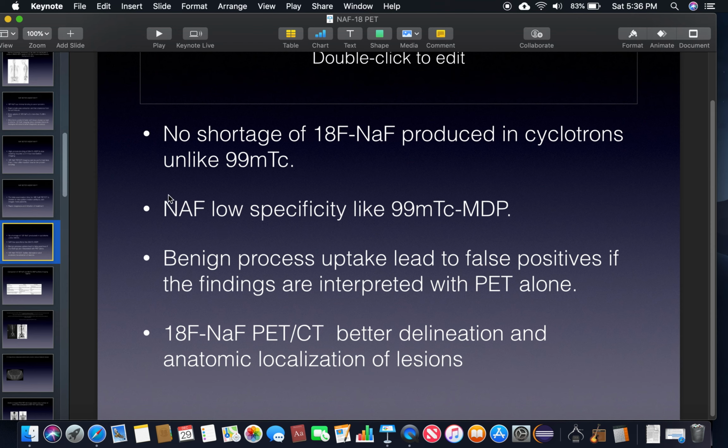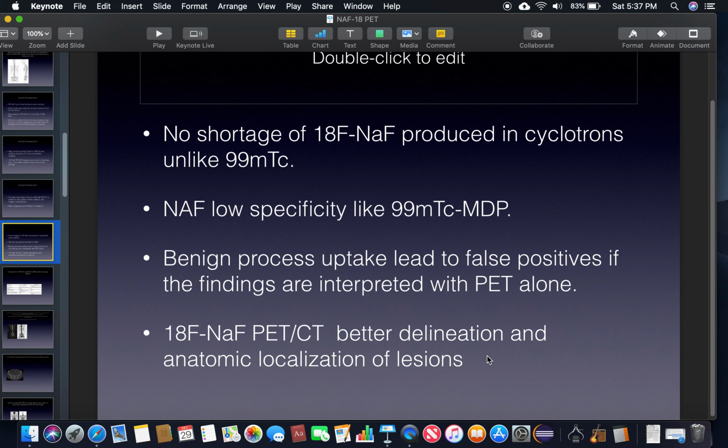Now, I mentioned that there are areas where sodium fluoride has no advantage. It has low specificity like MDP, because benign processes also take up this agent and cause false positives.